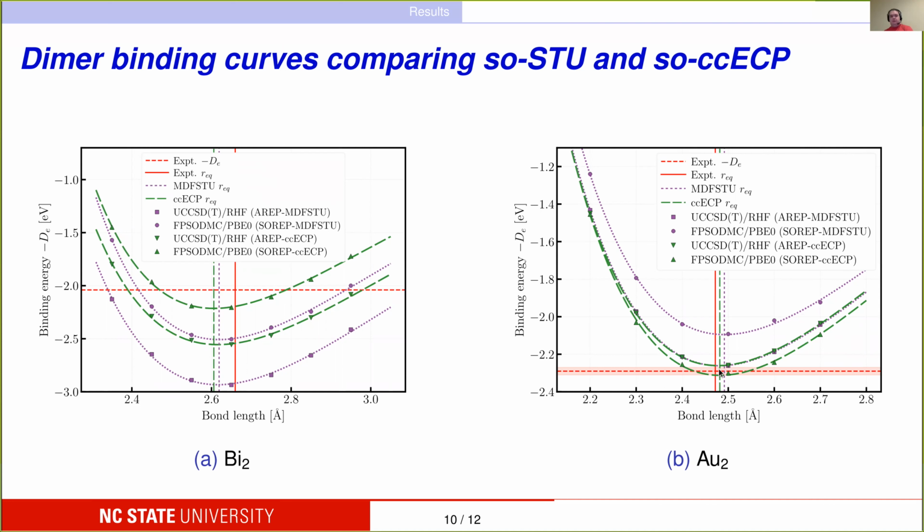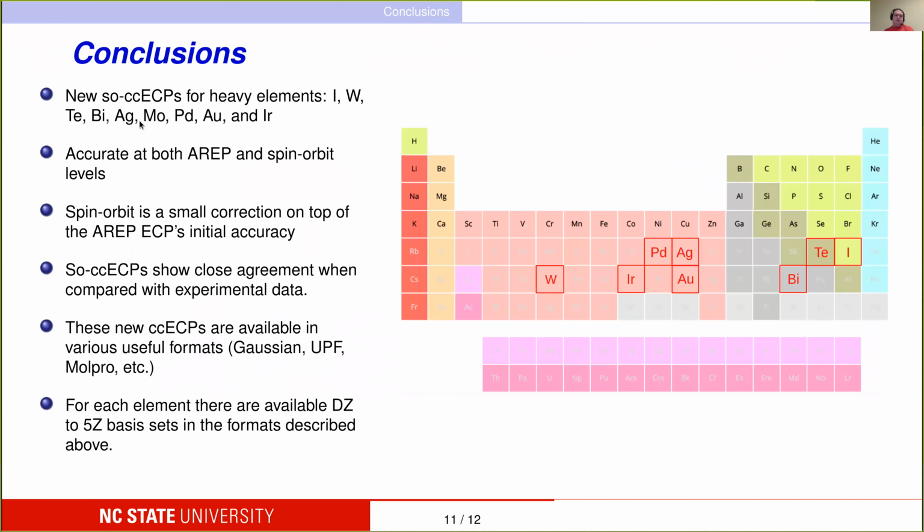And with gold, you can see that we lay right in the expected region for the experiment. Moving on to conclusions, we have new ccECPs for iodine, tungsten, and so forth, and they're accurate at both the AREP and spin orbit levels. They show very close agreement when compared with experimental data, and they're available in various formats such as Gaussian, UPF, and MolPro. For each element, we have them available with DZ to 5Z basis sets.